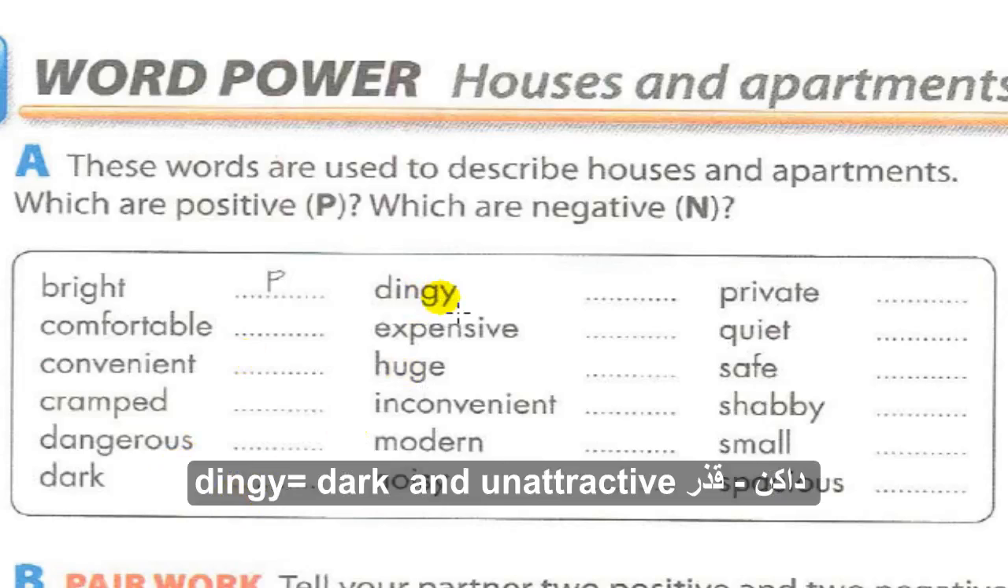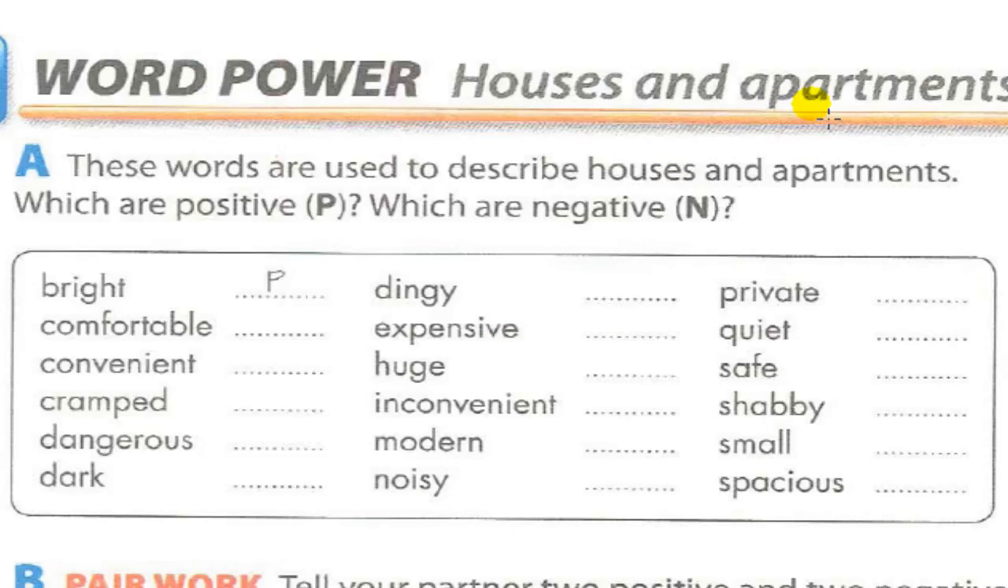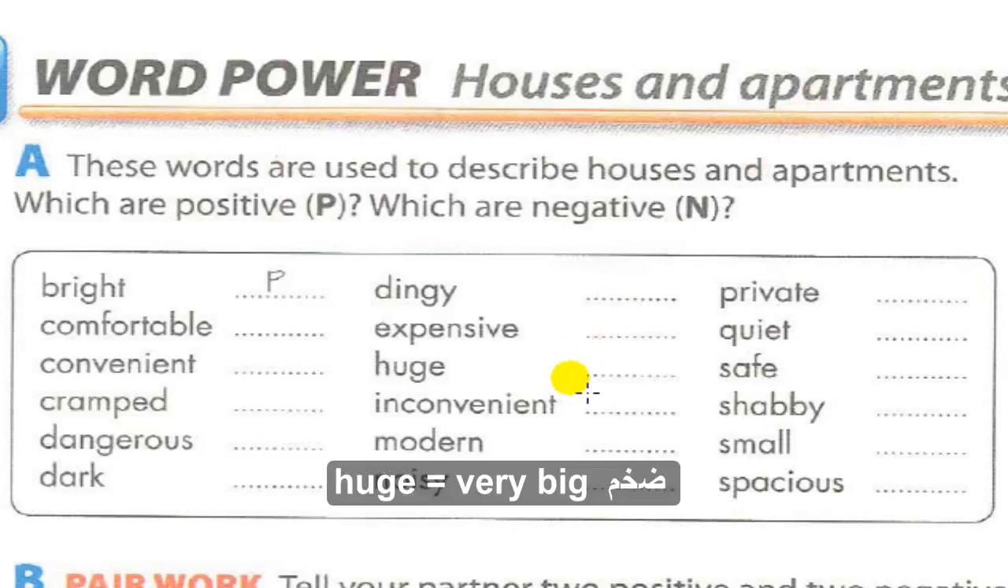Dingy, dark and unattractive. Negative. Expensive, negative. My flat is too expensive. My apartment is too expensive. Huge, very, very big. My flat is very big. My house is very big. My house is huge. Positive.